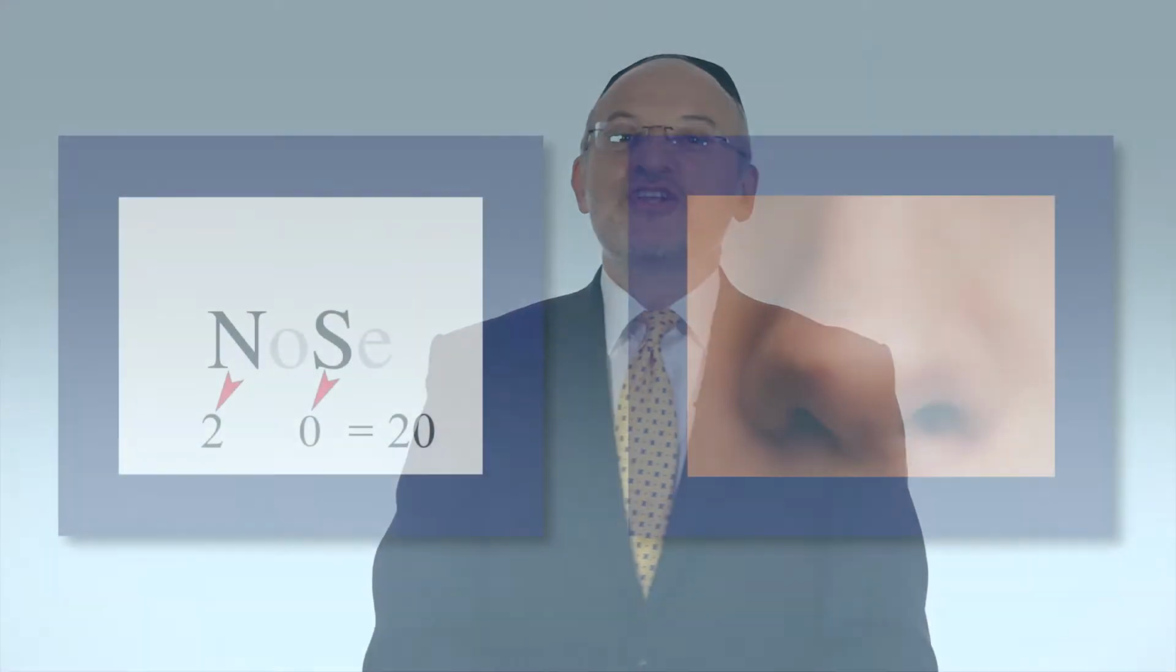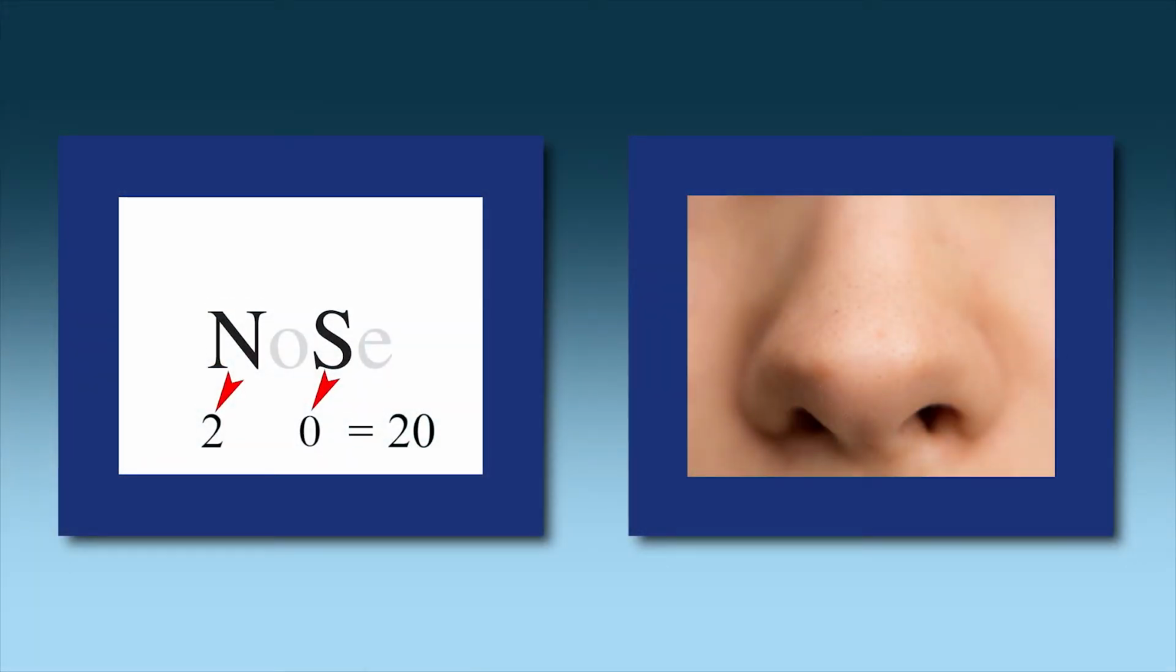Now you're ready for 20. What's 20? Nose. Look at the word. N, 2, very good. S, 0, very good. And the O and the E in the word nose, they don't count for anything. So nose is 20, excellent.